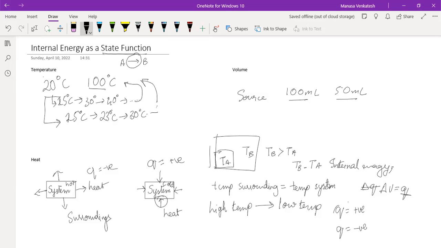And the moment you remember the example, it automatically becomes easier for you to remember this. So with that, we're done with internal energy as a state function for temperature, heat, and volume. And in the next video, we'll be continuing with the first law of thermodynamics.